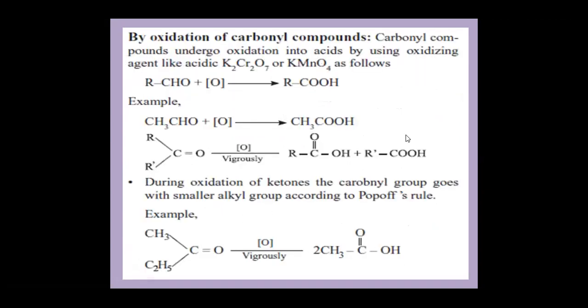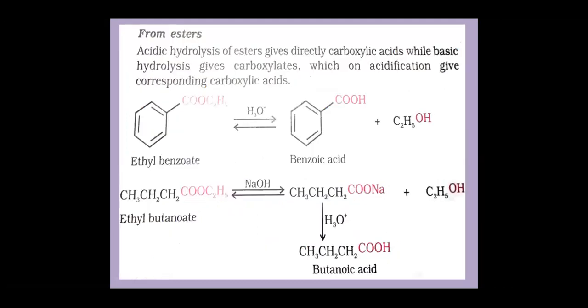By oxidation of carbonyl compounds. Carbonyl compounds undergo oxidation into acids by using oxidizing agents like acidified potassium dichromate or acidified potassium permanganate. During the oxidation of ketones, the carbonyl group goes with the smaller alkyl group according to Popoff's rule. From esters: acidic hydrolysis of esters gives carboxylic acid directly, while basic hydrolysis gives carboxylates, which on acidification give the corresponding carboxylic acids.